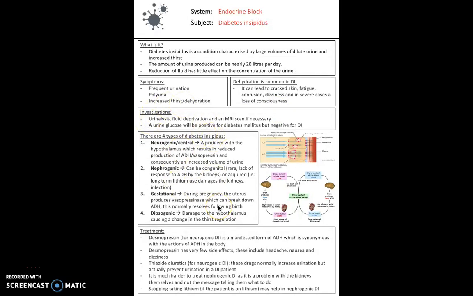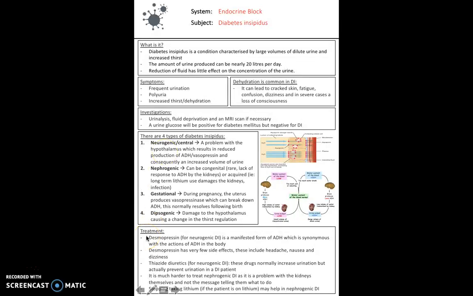So we have neurogenic or central diabetes insipidus, and this is a problem that's coming from the hypothalamus, leading to less ADH being produced. And as a result, if we have less ADH, causing less aquaporins in the collecting duct, less water is reabsorbed into the body, and therefore more urine is excreted, and it's dilute urine because we're producing so much of it. There are other types of diabetes insipidus, including nephrogenic, gestational and dipsogenic, but neurogenic or central is the main type to be aware of. It's the most common cause of diabetes insipidus.